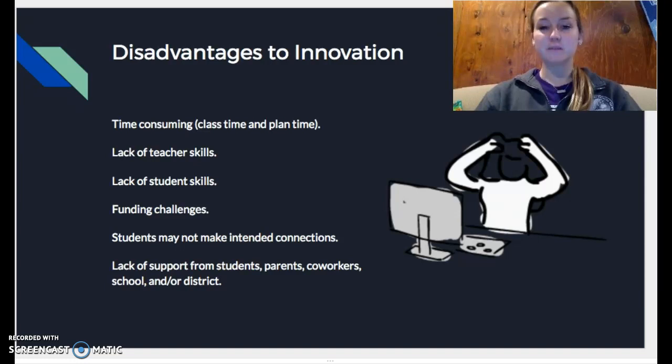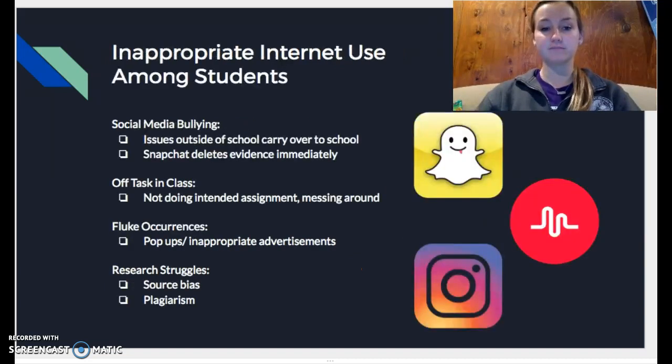There's also sometimes lack of support from parents. Parents don't understand why you're doing different things. From the students themselves, sometimes they just would rather be a little bit lazy and do the worksheet. From your coworkers, your school, your district, a lot of people can definitely question the things that you are doing when it comes to innovative learning.